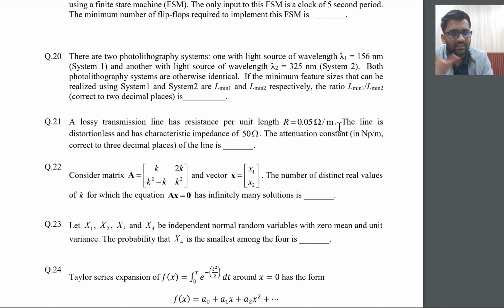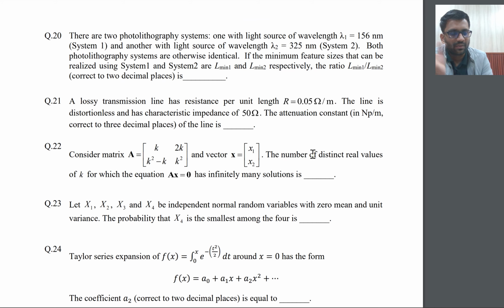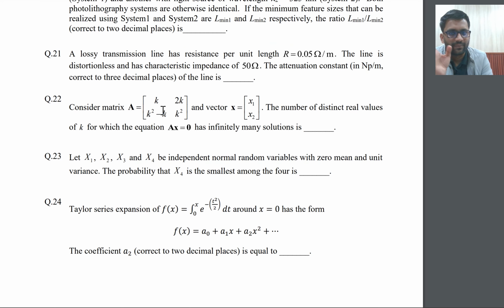Now talking about this one, very straightforward. Attenuation constant: you need to find alpha, which is R into Z naught. Just multiply both of them, so you would be able to attempt it very easily. Again, this is very easy.